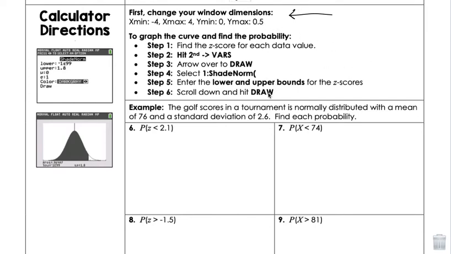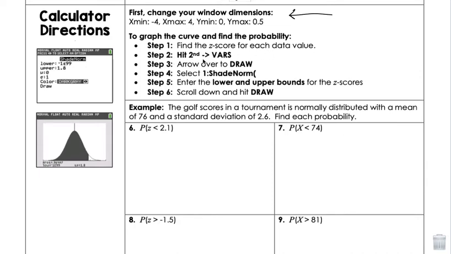So to graph the curve and find the probability, we're not actually going to graph it. We're going to do a little different steps from this. It actually makes it easier and faster. So we do want to find the z-score for each data value. Some of them we already have the z-score. If we don't, we have to solve for it, and then we can use these calculator steps.